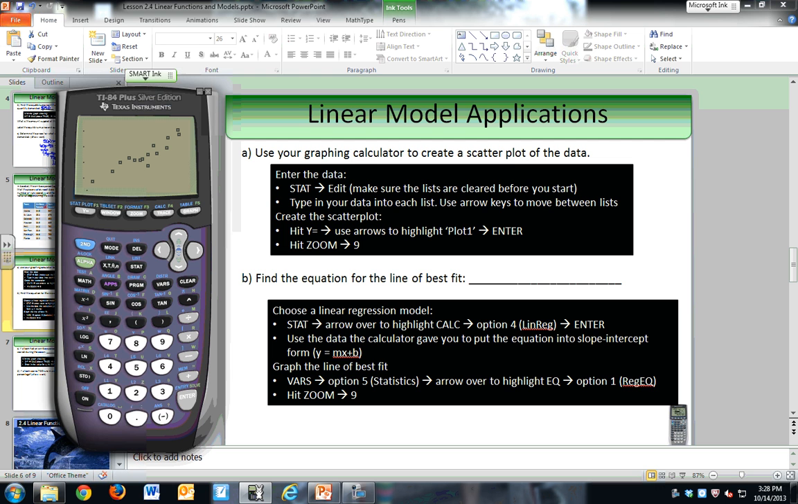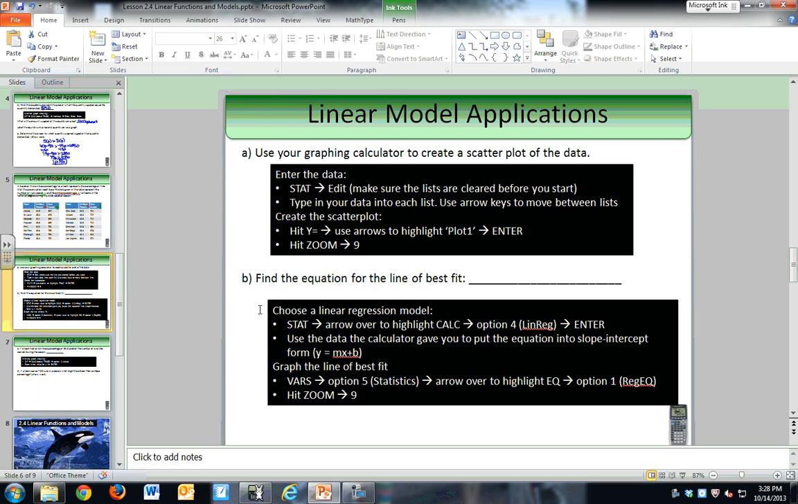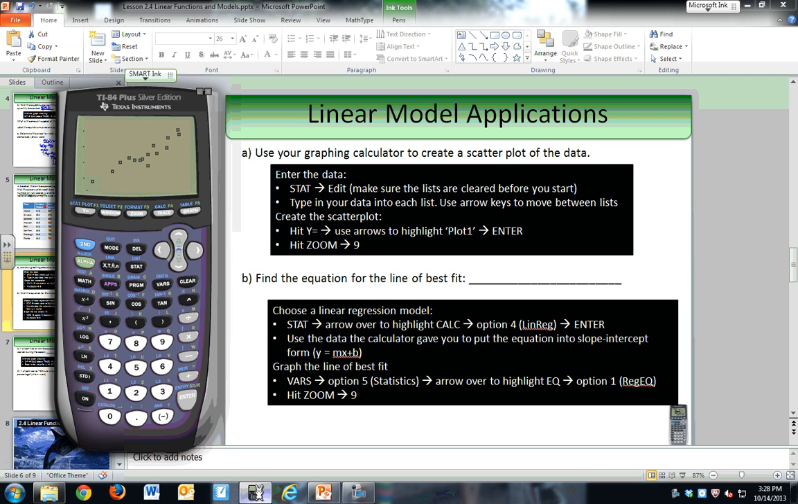So first thing, choose a linear regression model. Okay, so we're right here. Choose a linear regression model. We're in that second black box following those directions. You're going to go to Stat, arrow over to the right so Calc is highlighted. We're going to pick option 4, LinReg, because we looked at our scatter plot and it looked linear. So we want to use the linear regression model. That is option 4.